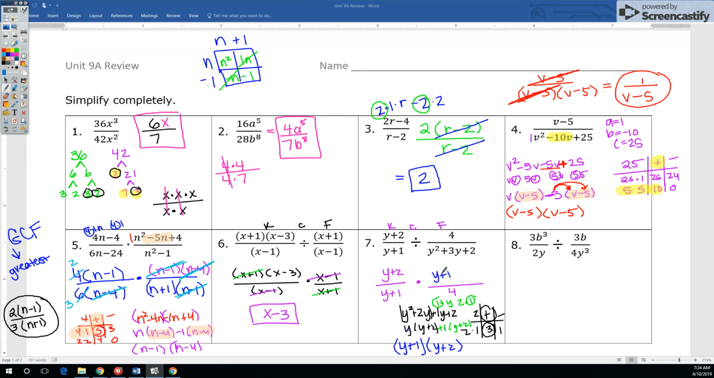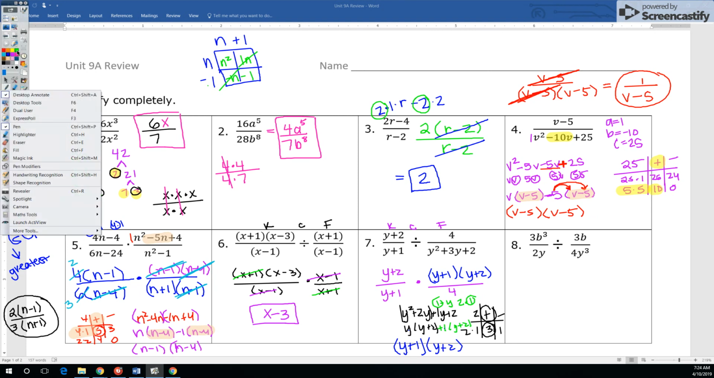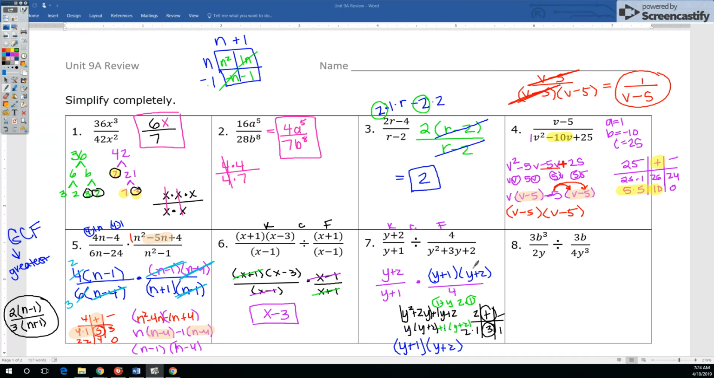So y plus 1 times y plus 2. I put this problem on here not to be tricky, but to make sure that you understand what cancels out. The y plus 2's do not cancel. They're both in the numerator, those do not cancel out. Y plus 2 times y plus 2 is not 1. Y plus 1 divided by y plus 1 is 1.